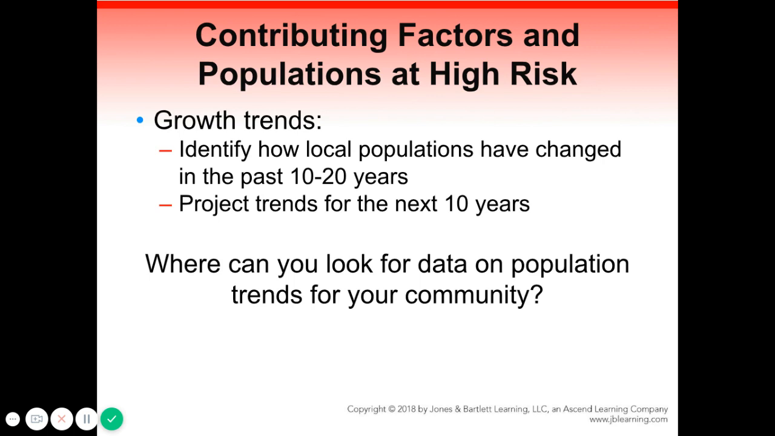Here, you're going to identify how local populations have changed in the past 10 to 20 years, and then project trends for the next 10 years. So where can you look for data on your population for trends in your community? Keep in mind there are some places you can look. If you're looking in groups of 10, an easy place to start on growth trends for your community is the census website. Census happens every 10 years, and that is a way that we can look at data.